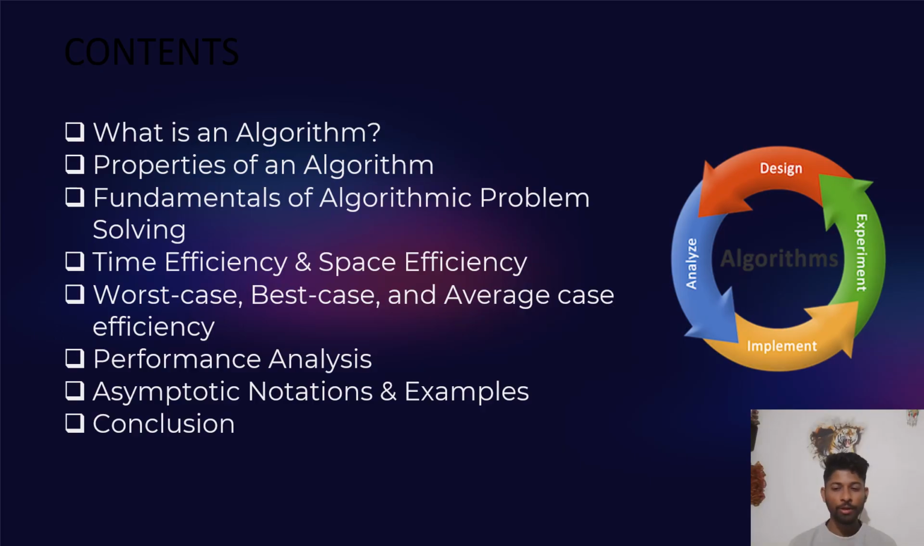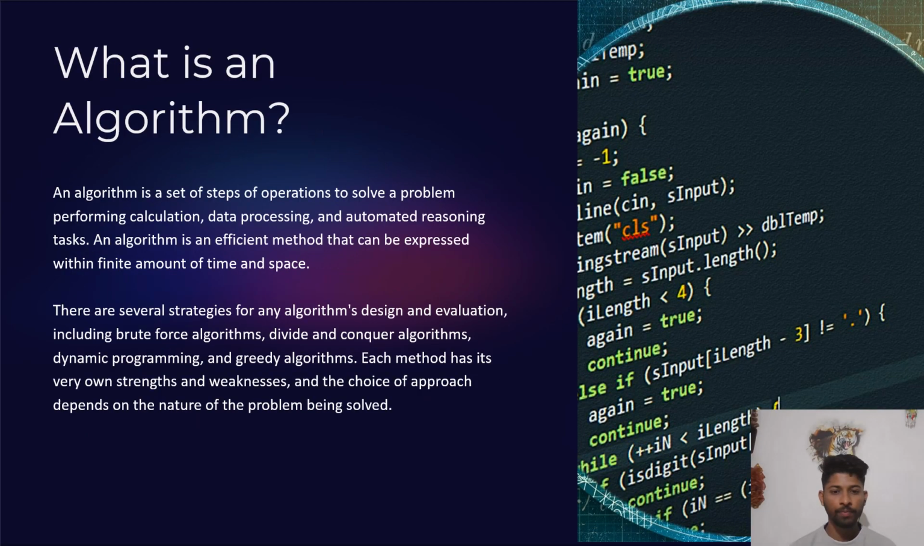So, today we are going to learn about algorithms. The contents we are going to learn today: what is an algorithm, properties of an algorithm, fundamentals of algorithmic problem solving, time efficiency and space efficiency, worst case, best case, and average case efficiency, performance analysis, asymptotic notation and examples, and the conclusion.